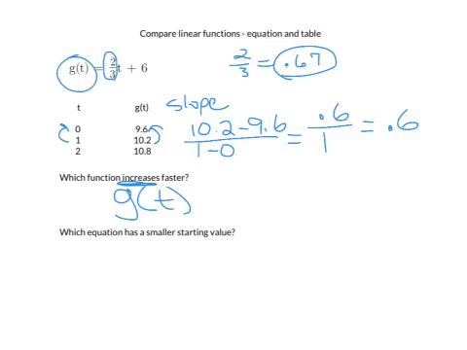The second question, which equation has a smaller starting value? Well, we know y equals mx plus b. The starting value is the y-intercept. So in our first function, we have 6 as our initial value. And we also know that if we have the y-intercept, which means x is 0, or in this case t, our independent variable, our initial value is 9.6. So which equation has a smaller starting value? Well, again, that's g of t.